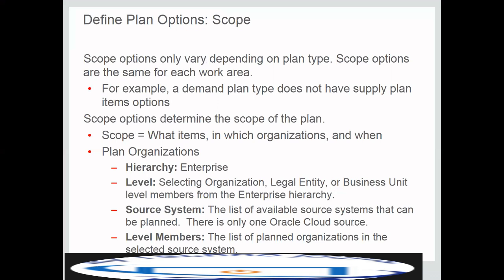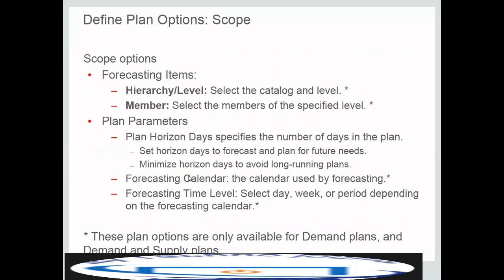If the transaction systems are all within the cloud, then you will see only one option like cloud source system, or you can even have an external source system. We will see that, and the level members, so whatever organizations should be part of my source systems. Similarly, for the forecast items, whatever items I want to forecast, I can select the level, the catalogs, and then within the catalog, what specific catalogs I want to forecast for, or I want to use all the catalogs within that particular catalog level.